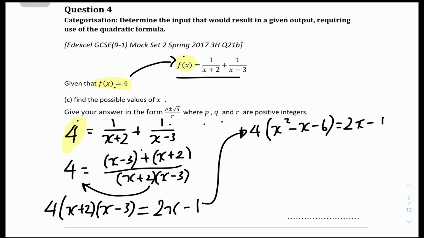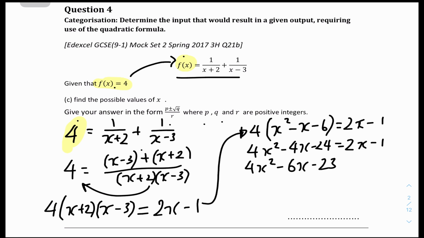Then we can just times the 4 by everything to get 4x squared minus 4x minus 24 equals 2x minus 1, and bring everything to one side, in this case to the left hand side. So it will be 4x squared minus 6x minus 23 equals 0. So now we have a quadratic equation.